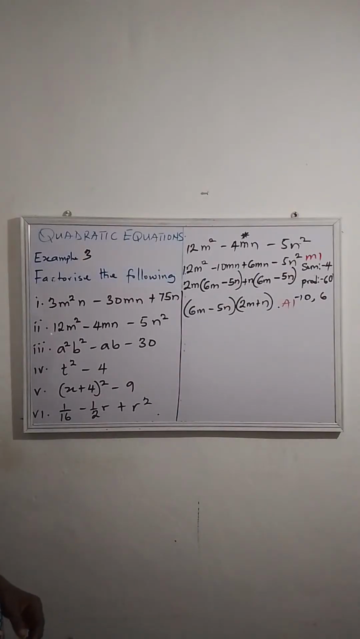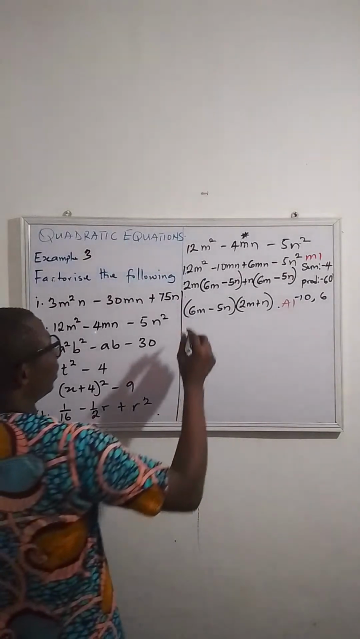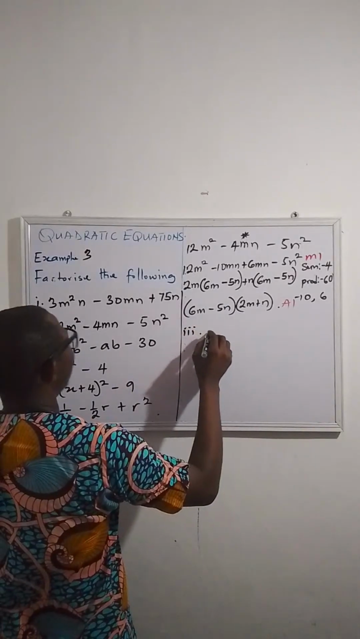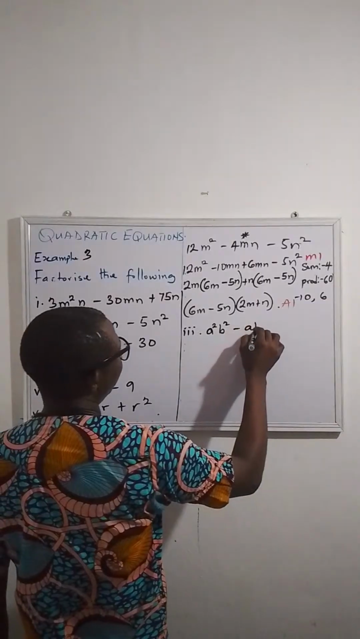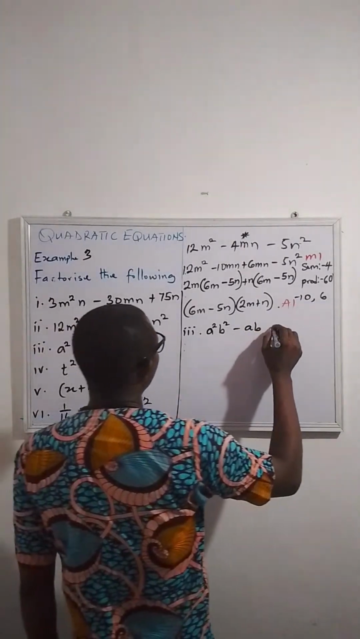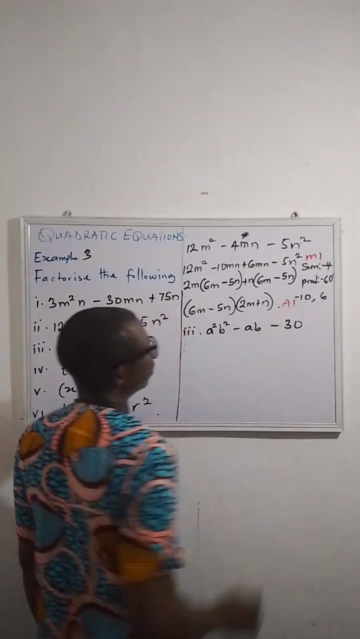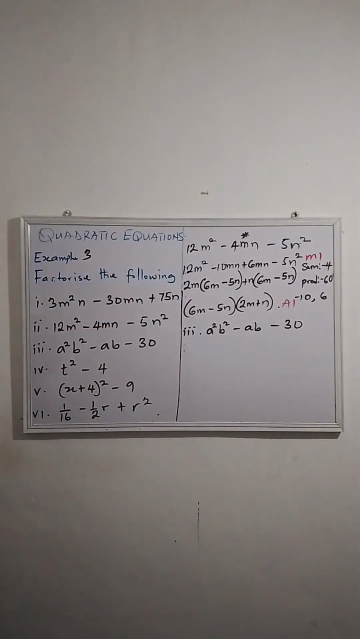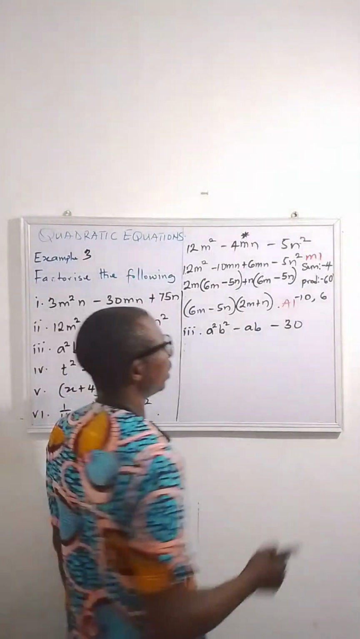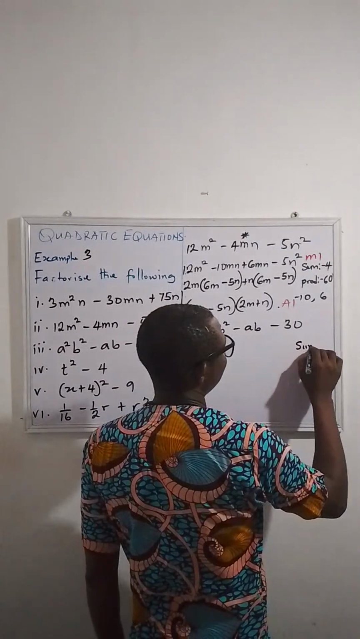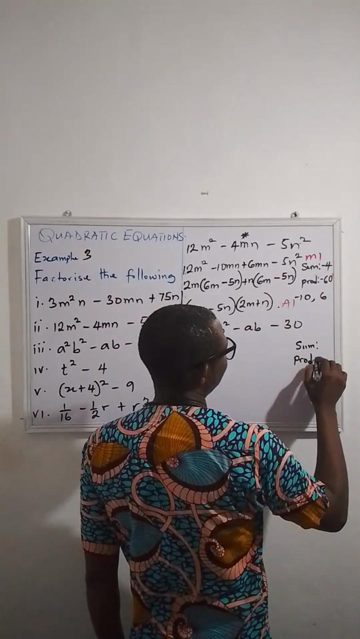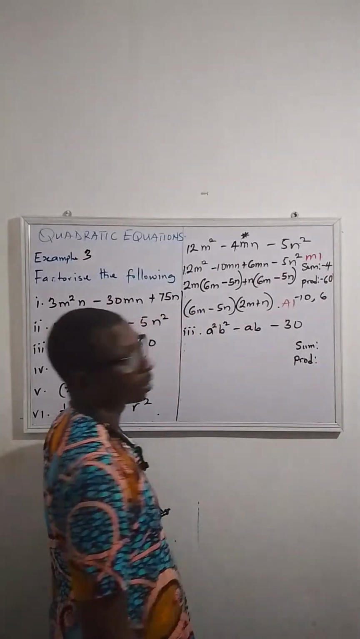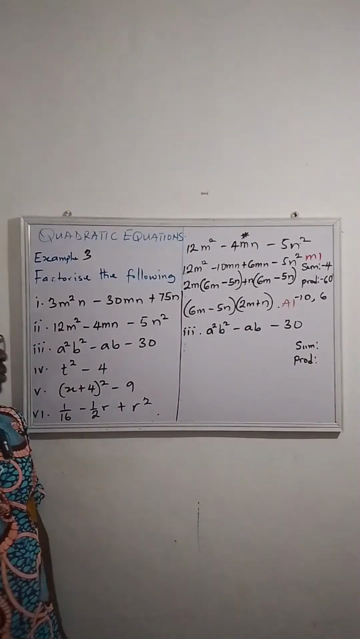Okay, can we move down to the next one? Question 3. So we have a squared b squared minus ab minus 30. All right, so here, what is the sum and what is the product? Okay, now the sum and the product. So what is going to be the sum and what is going to be the product?